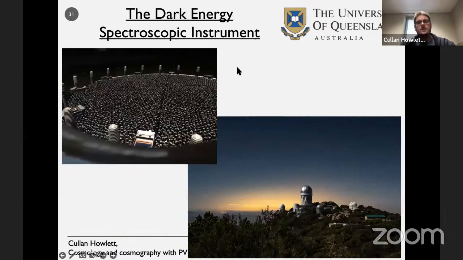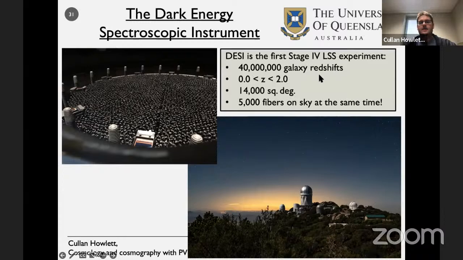So just to give a bit of an idea of what DESI is and what it's doing. DESI is located in Arizona. It's an instrument on the Mayall telescope at Kitt Peak Observatory. It has a fiber positioner with 5,000 fibers, and it's basically the first Stage 4 large-scale structure experiment. The aim is to obtain over 40 million galaxy redshifts between redshift 0 and 2. It covers about 14,000 square degrees and has up to 5,000 fibers on the sky at the same time.